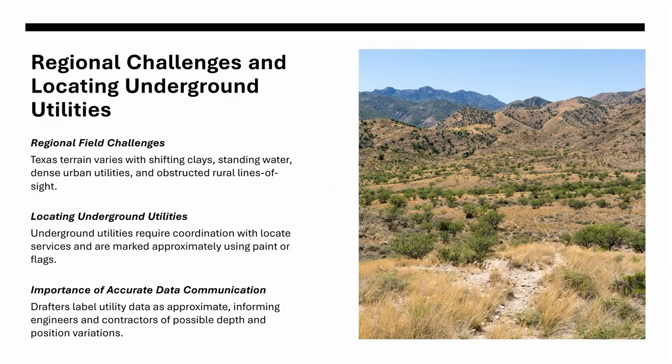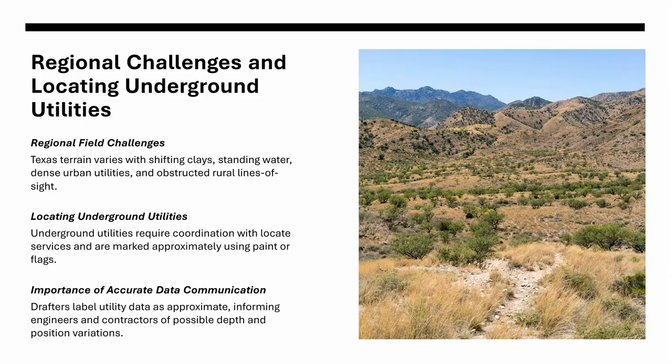In Texas, well, it adds its own challenges to field procedures. In some areas, expansive clays cause the ground to shift seasonally. In other areas, like the Gulf Coast, standing water and soft soils make GPS work more difficult. In urban areas, dense utility corridors create clutter that must be carefully located. In rural South Texas, brush and mesquite can make line of sight difficult for total stations. Each region imposes its own field challenges, and the drafter must remember that the data arriving in the office is the product of these real-world conditions.